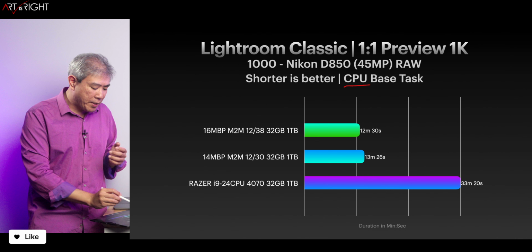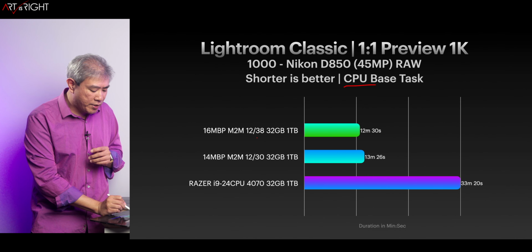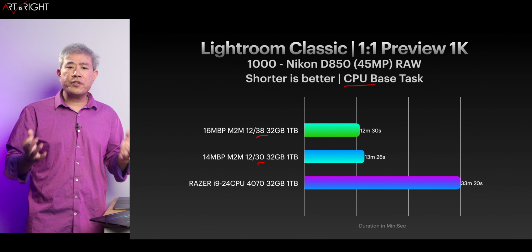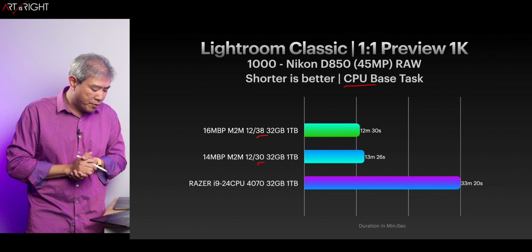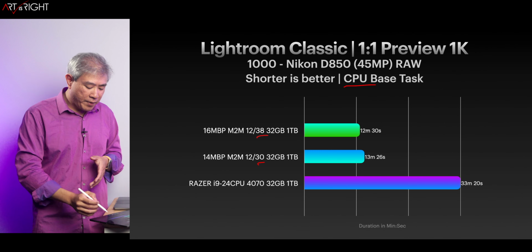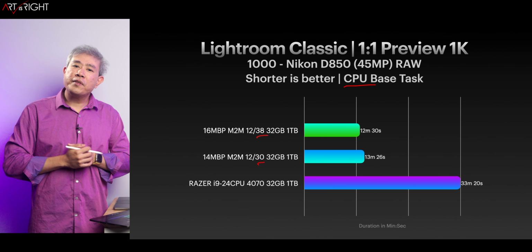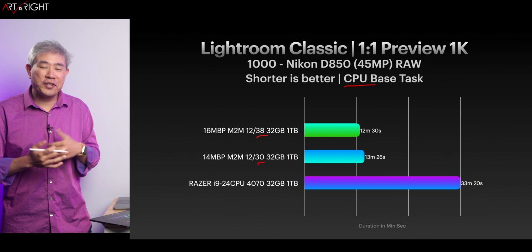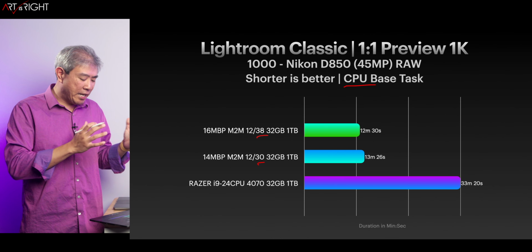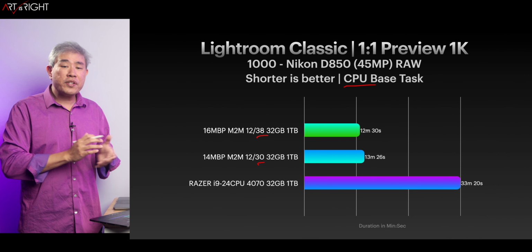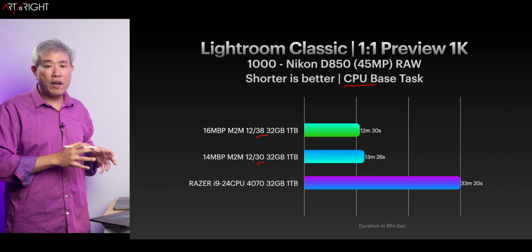This is a CPU based task. The only variation between these two are the GPU, and also one has a bigger chassis. That's why it's slightly faster by about less than a minute or so. The RAZER though, however, is taking around two thirds of a time longer to really do that, or like about 2 or 3 times the amount that Mac is really taking. Interesting result there.